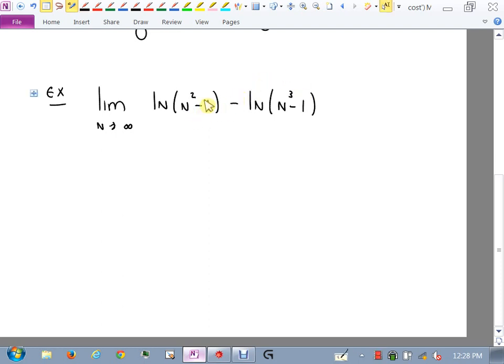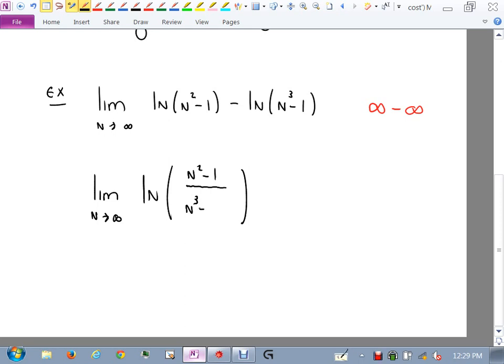Yeah, this is infinity, right? Natural log of infinity is infinity. Natural log of infinity is infinity. This is infinity minus infinity, which is an indeterminate form. We cannot tell what's happening here. But you can apply properties of logs that say if you have log of something minus log of something else, you can turn it into a single log, and you convert the subtraction into what? Division. So this turns into n squared minus 1 over n cubed minus 1.